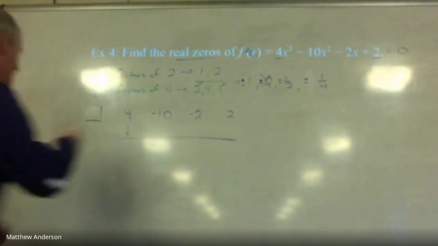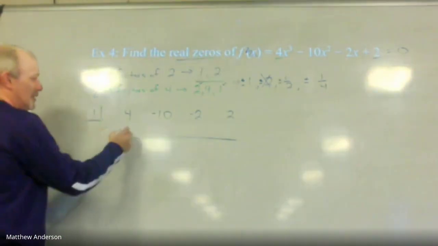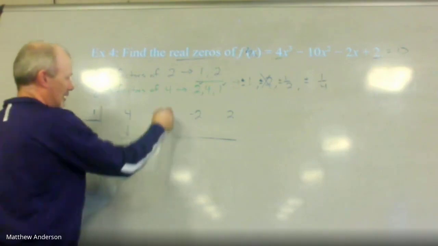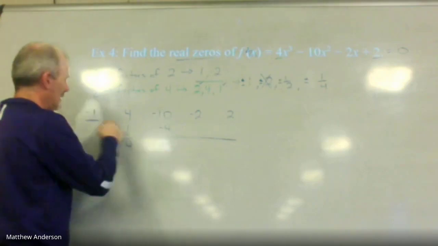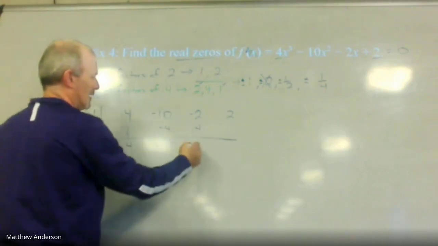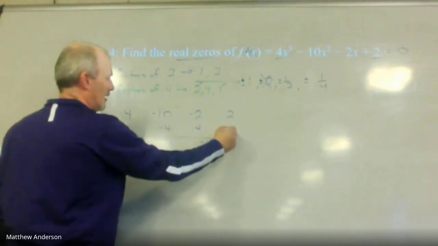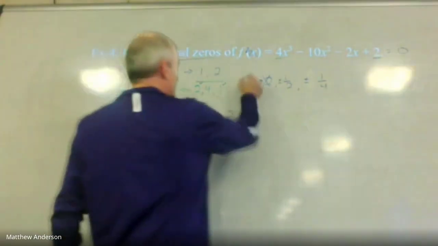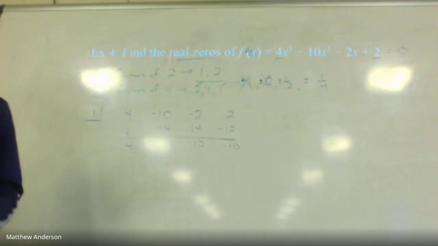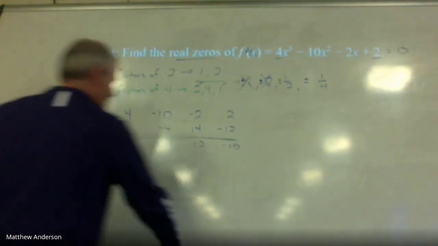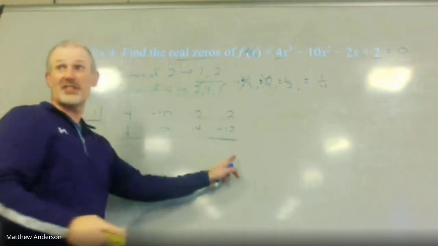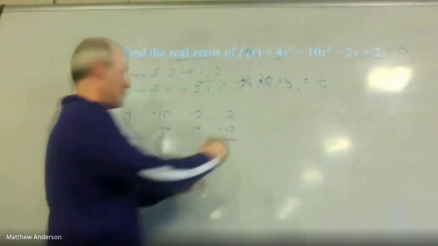-1. Okay. So -1. Drop the 4. Multiply, we get -4. And that gives us -14. +14. 12. -12. -10. That doesn't work. So -1 is gone. We're down to fractions. All right, so forget those. And again, we're looking for the 0 at the end, right? That's what we're looking for.